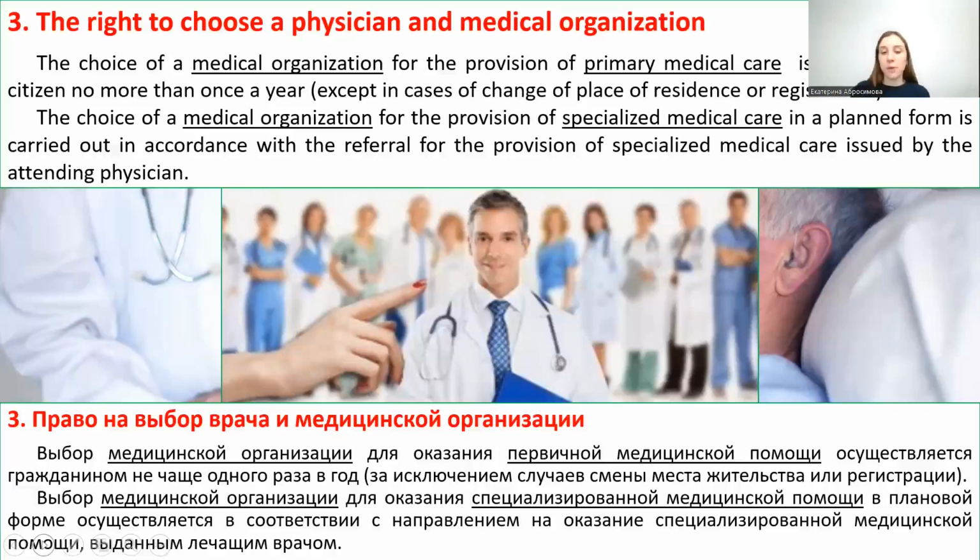Certain categories of citizens make the choice of a medical organization in a special order. Thus, citizens living in closed administrative territorial entities or in territories with physical, chemical, and biological factors dangerous to human health included in the relevant list, as well as employees of organizations included in the list of organizations of certain industries with particularly dangerous working conditions, choose medical organizations in accordance with the decree of the government of the Russian Federation of the 26th of July 2012, number 770.